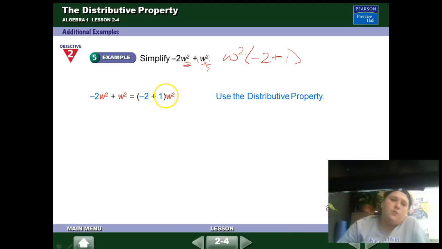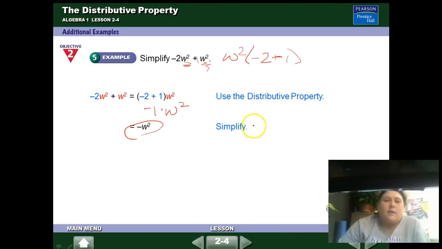Alright, negative 2 plus 1 is going to simplify into a negative 1. So negative 1 times w squared is negative w squared. You wouldn't have to pull this out. That's just a way to simplify this piece here. If you knew that these were common terms, you could say, well, negative 2 plus 1 gives you a negative 1 w squared. That is fine too. Either way, doesn't matter to me. Obviously this is a section on the distributive property, so they're showing you how to use that.